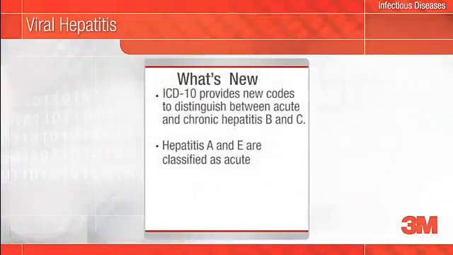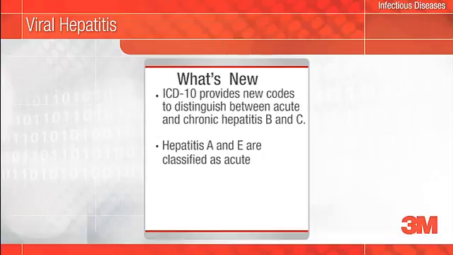What's new with viral hepatitis in ICD-10 is that there are now codes to distinguish between acute and chronic hepatitis B and C. If you don't specify the chronicity of hepatitis B and C, a code for unspecified viral hepatitis must be assigned.